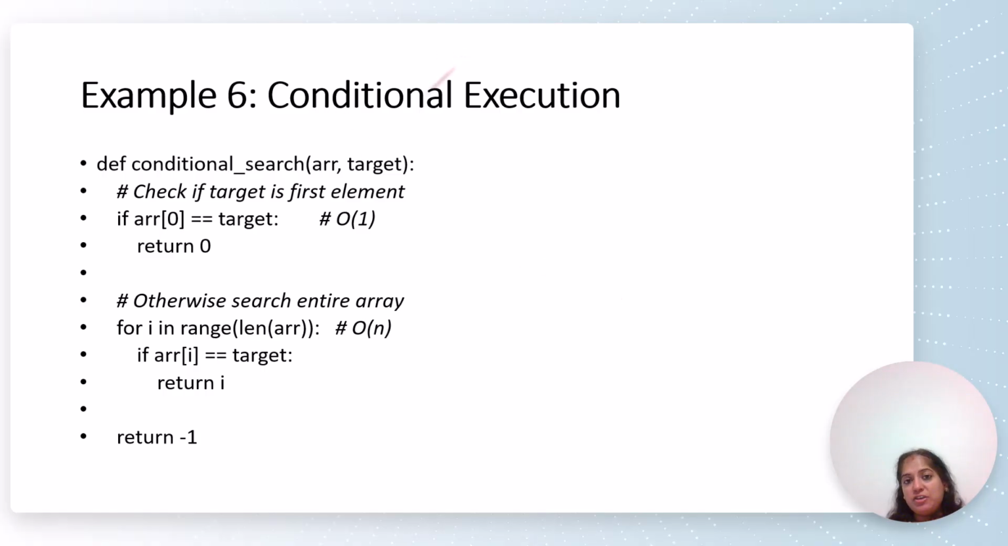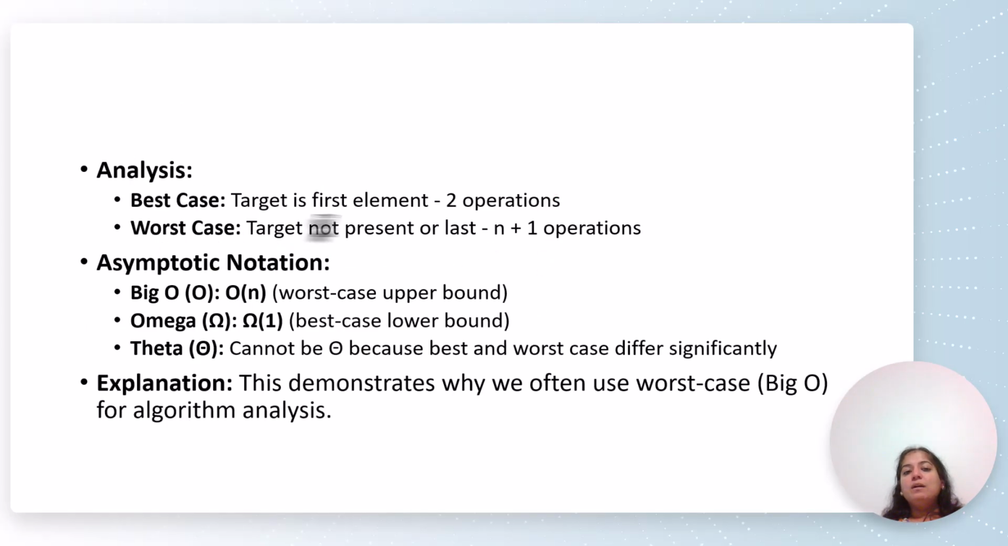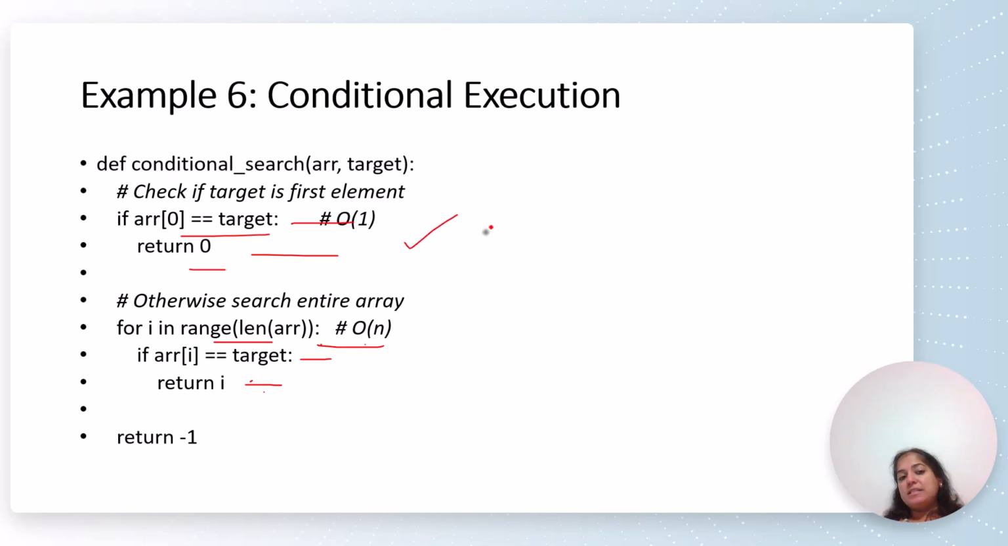One more example is for conditional execution. We are doing a linear search: if the array is empty, return. Otherwise, for i in range length of array, if array[i] equals target, return i. The one-time statements are big O of 1, constant time. Then the for loop executes n times. Then again there is a constant time statement. So the overall complexity comes out to be big O of n. That is the worst case. The best case is big omega of 1, which means you found the element the very first time.